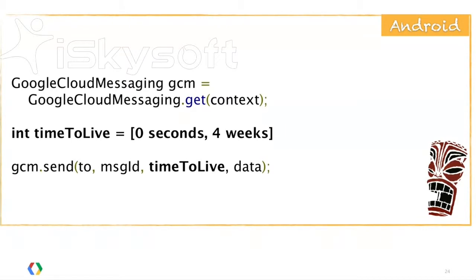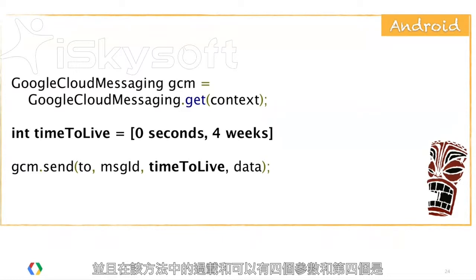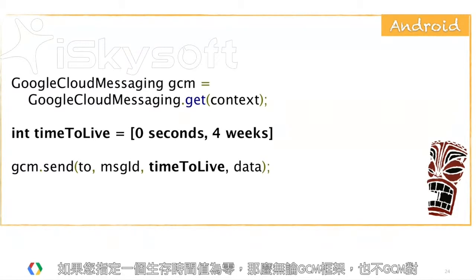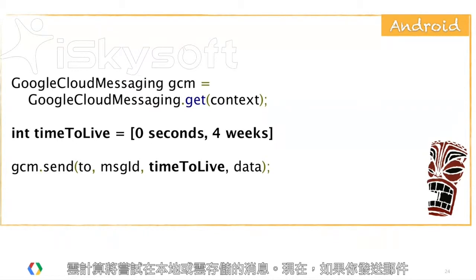So here is how we use the API. It is the very same send method, overloaded. You have 4 parameters, and the 4th one is time to live. The values are the same as for the cloud: 0 seconds up to 4 weeks. If you specify a time to live value of 0, then neither the GCM framework nor GCM on the cloud will try to store the message locally or on the cloud.